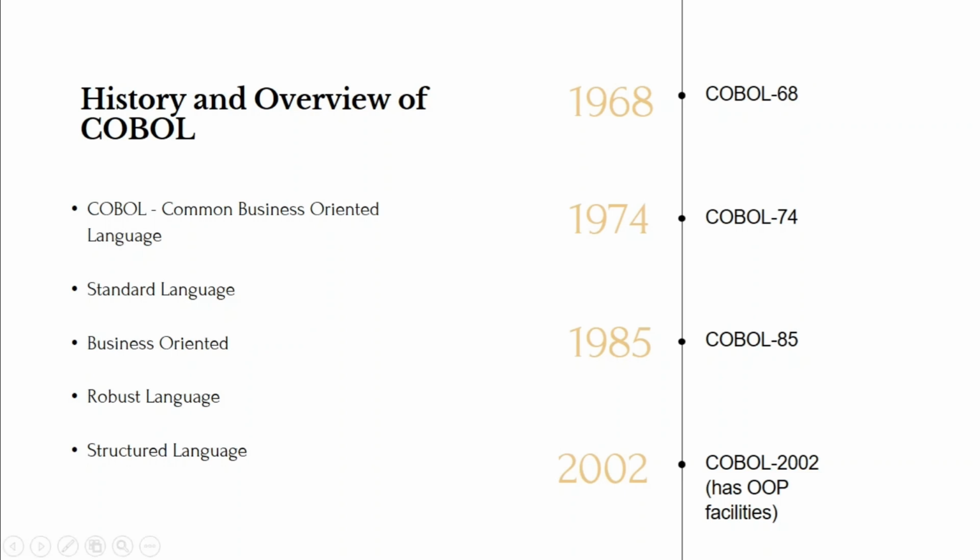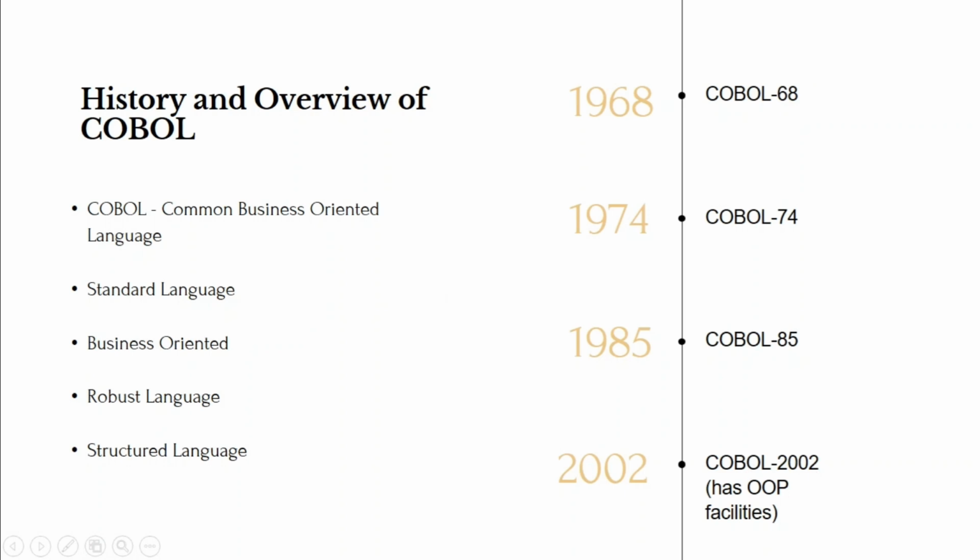If we talk about versions, it was developed in the late 1950s, but it was first approved in 1968 by ANSI as a standard language for commercial use. The version name was COBOL 68. Again, it was revised in 1974 and 1985 to develop the subsequent versions named COBOL 74 and COBOL 85. It was revised again in 2002, which had the OOP facility, Object-Oriented Programming. The version was COBOL 2002.